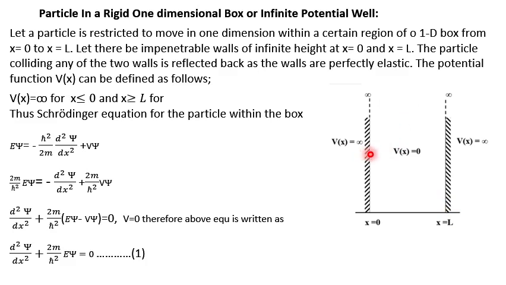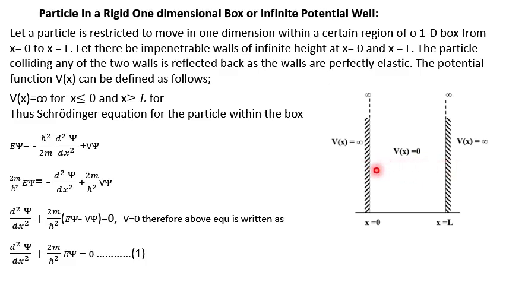It means that when the particle moves toward x equal to L and collides with that wall, the perfectly elastic wall bounces the particle back, and it moves again towards x equal to 0. When it collides with the wall at x equal to 0, which is also elastic, it bounces back again. So the particle performs continuous to and fro motion inside this box.